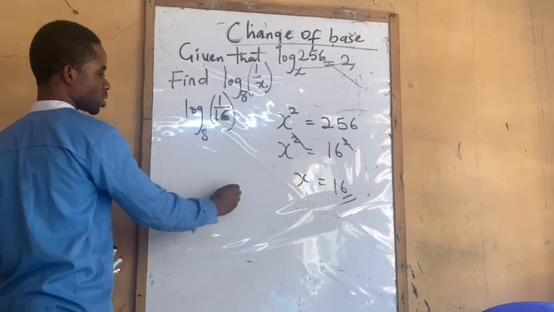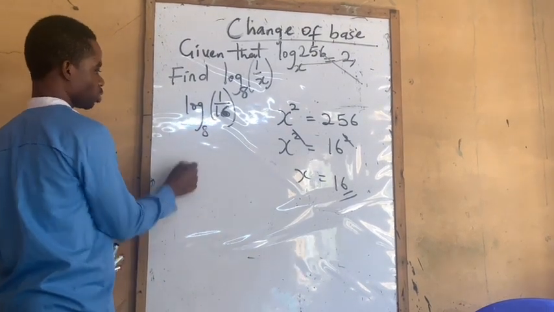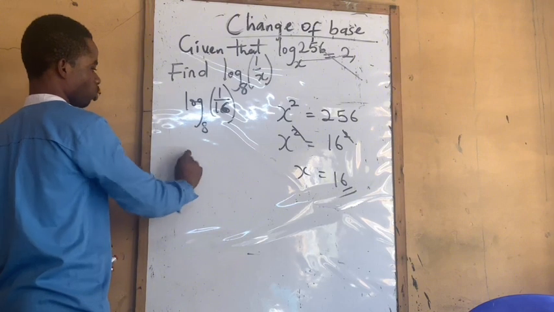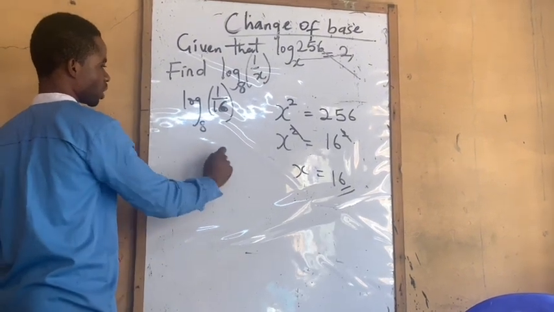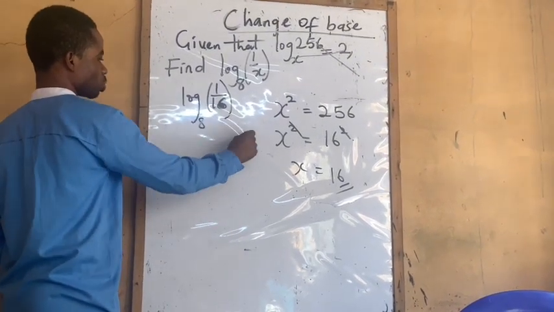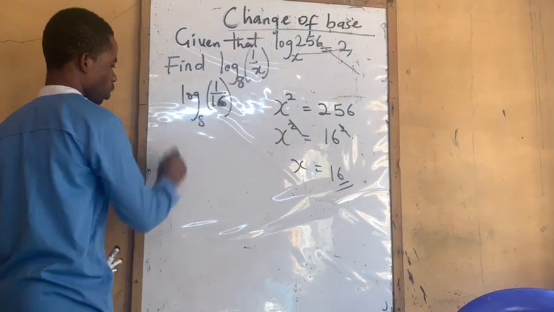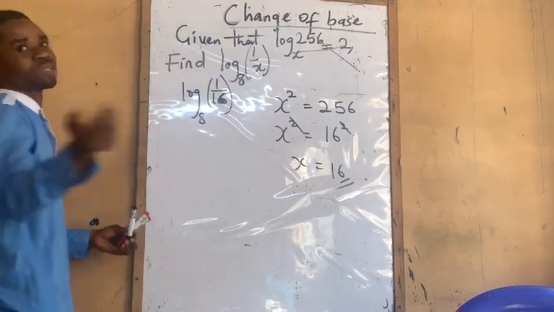And 1 over 16 becomes 16 raised to the power minus 1. So 8 raised to the power x changes to 2 raised to the power 3, that is 2 raised to the power 3x equals 16 raised to the power minus 1, which changes to 2 raised to the power minus 4. So you get the answer very fast.